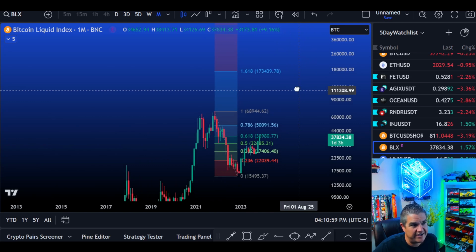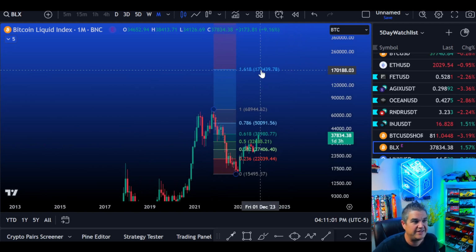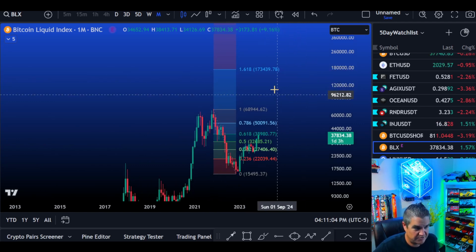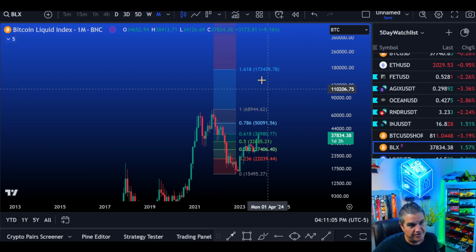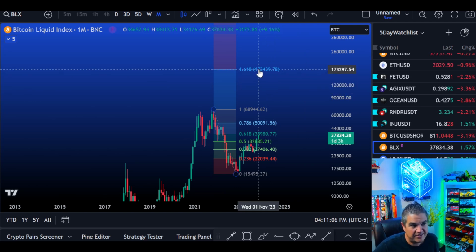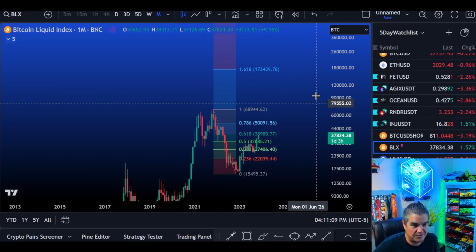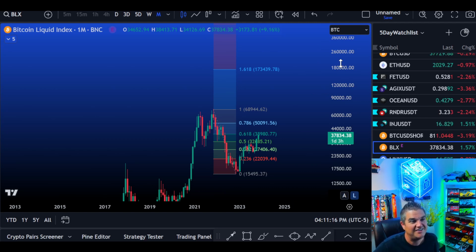So the 1618 here is 173,000 roughly, right? So that's what we're looking at. Best case scenario, based on the fibs. This is not my opinion, right? This is what the Fibonacci's are saying based on the previous cycles, as I'm just showing you the data. So if you disagree, then that's fine.